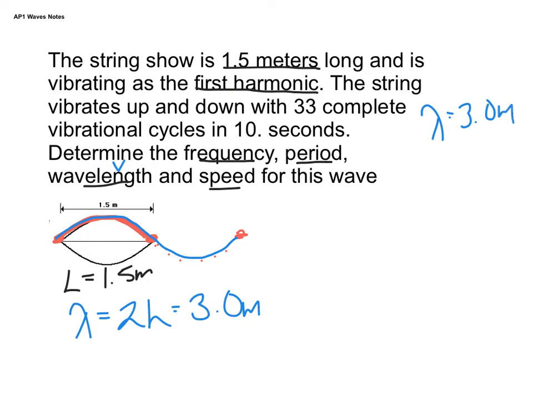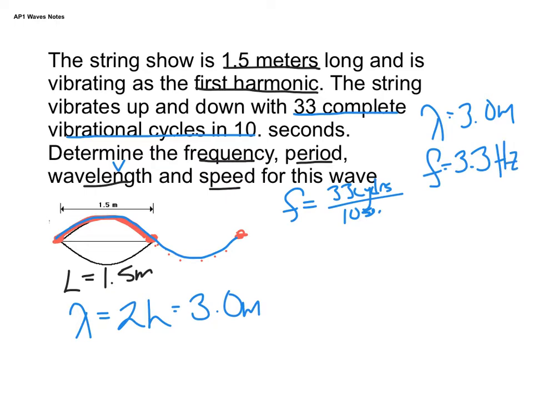The other numerical information I have given is that there's 33 complete vibrational cycles in 10 seconds. So when we're talking about cycles per second, we're talking frequency. So in this case, my frequency should be the 33 cycles divided by 10 seconds. And I'll find then that my frequency in this case is 3.3 vibrations or cycles per second, which would be measured in hertz. Okay. So I know my frequency, I know my wavelength.